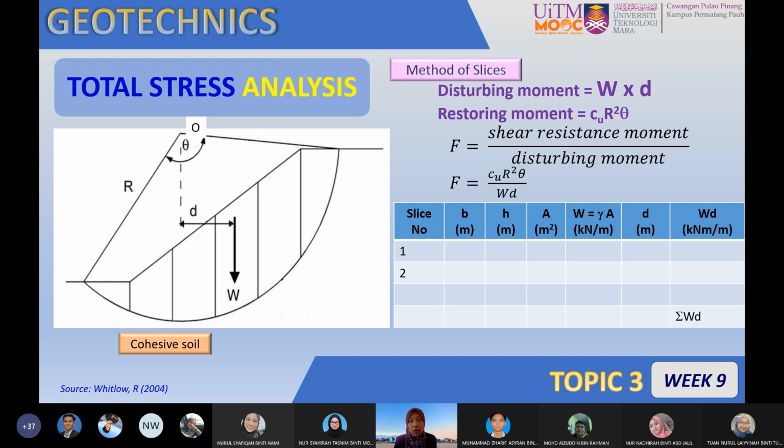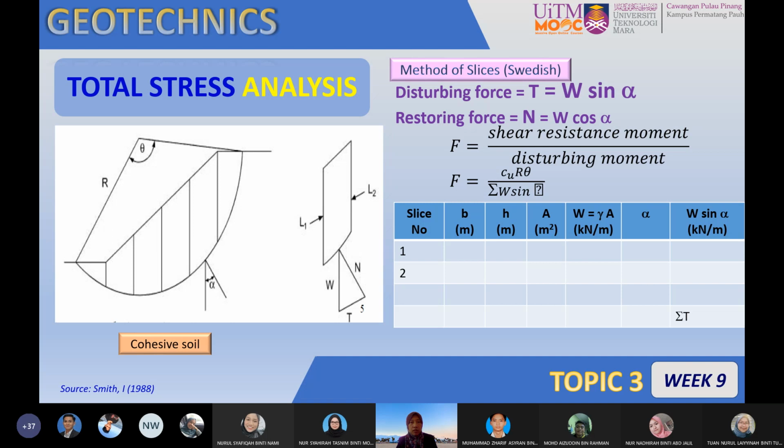So this is the case where you can see that there is no effect of the tension crack, because the theta, the sector angle, is covering from OA to the N1 here, to the uphill slope. Okay, we go to the next slide.